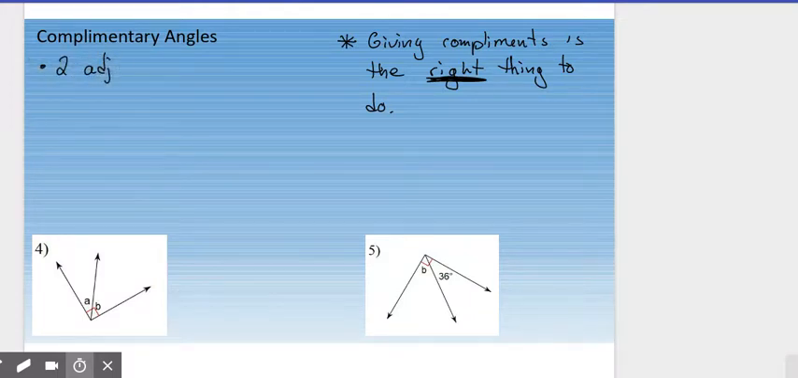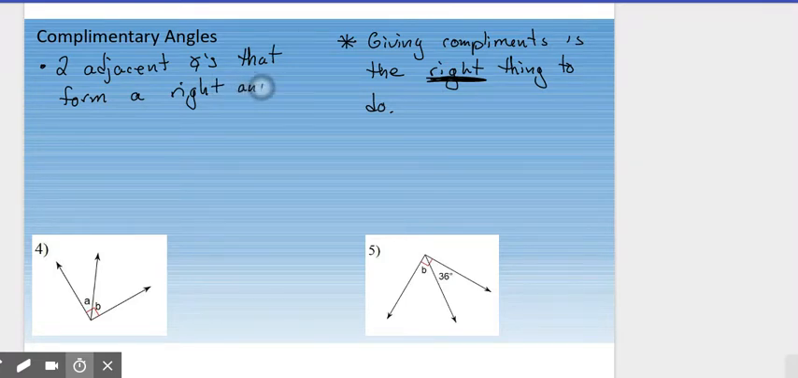Two adjacent angles that form a right angle. Okay. And the mathematical part of this that we have to remember is that these two would add up to 90 degrees. Okay. So complementary angles add up to 90 degrees.